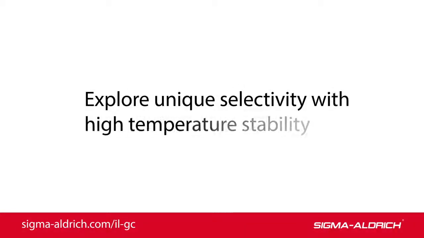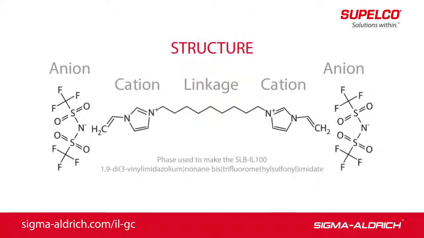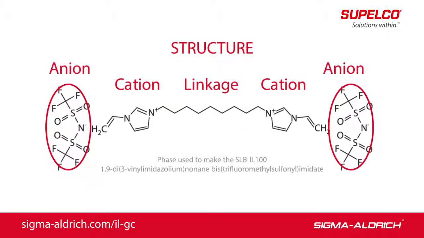Explore unique selectivity with high-temperature stability using Supelco ionic liquid gas chromatography columns. Ionic liquid GC stationary phases consist of two or more organic cations joined by a linkage, and associated with anions, which can either be inorganic or organic.